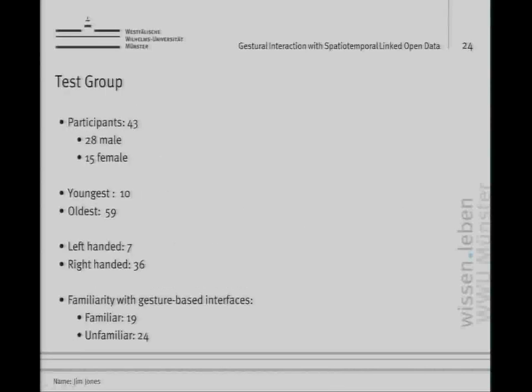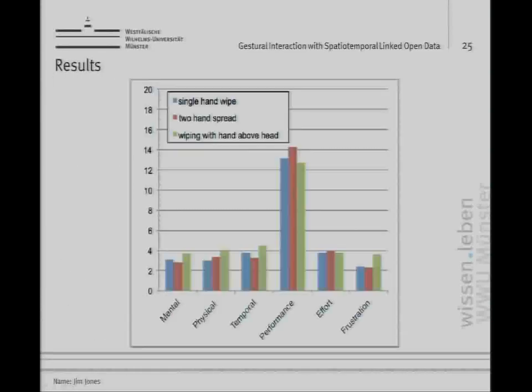The test group was 43 people, 28 male and 15 female, the youngest 10 and the oldest 59. Seven were left-handed and 36 right-handed, and only 19 were familiar with those consoles. Those are the results. The questionnaire used a scale from 0 to 20, where lower values correspond to lower workload.